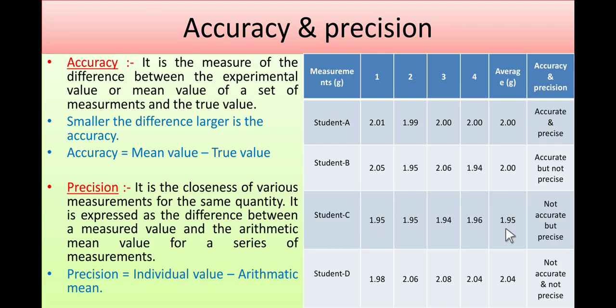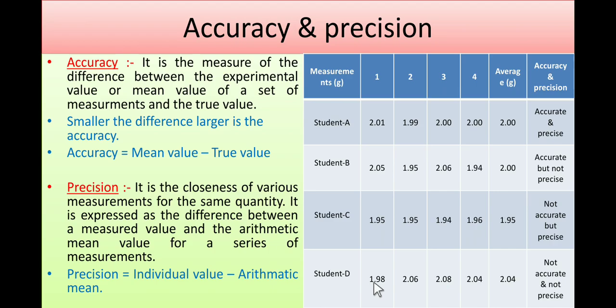Now see student C. He gets 1.95, again 1.95, 1.94, 1.96, and the average is 1.95. His values are not accurate, but his values are precise. All values are very close to the average value. His technique may be good, but some other factor may be a problem. So he is not getting the accurate result, but the experiment is precise. He is doing his experiment very well.